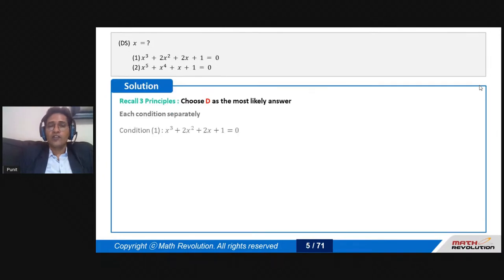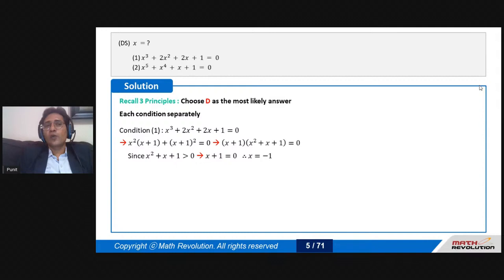Moving ahead with the solution, in condition number 1, if I take x square common from the first two terms, I'm left with x plus 1. And then at the end, I can make it x plus 1 whole square, so that I end up getting an answer of x equals -1.